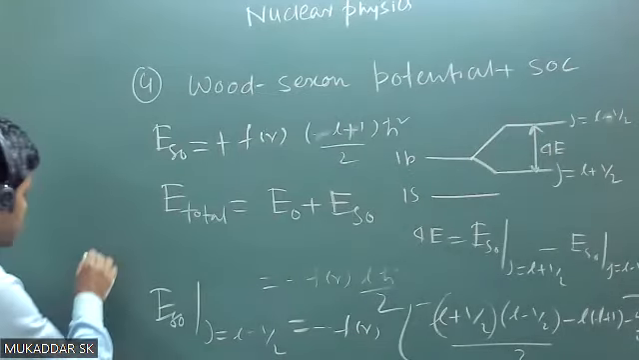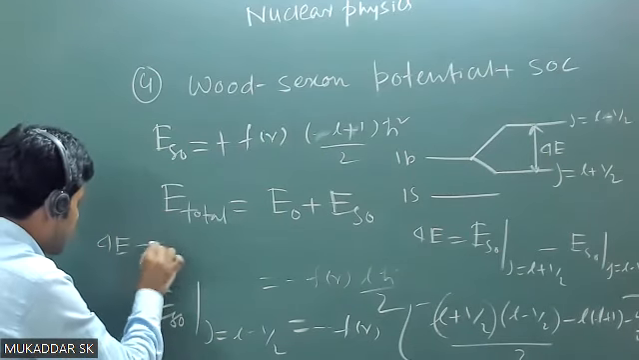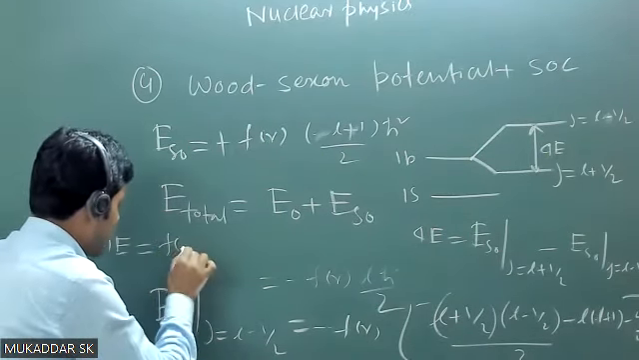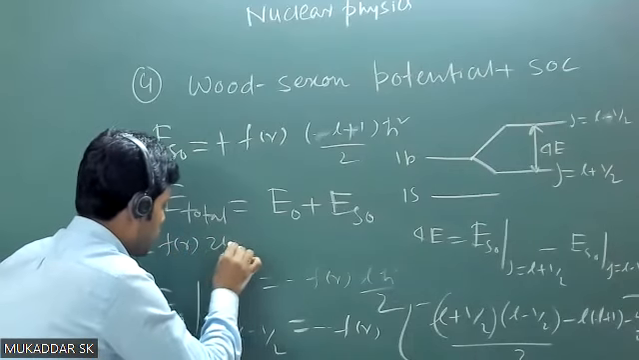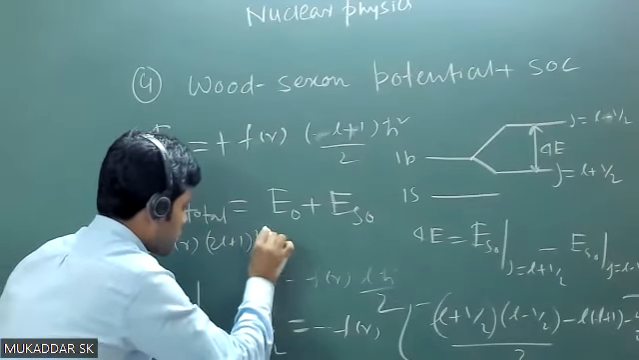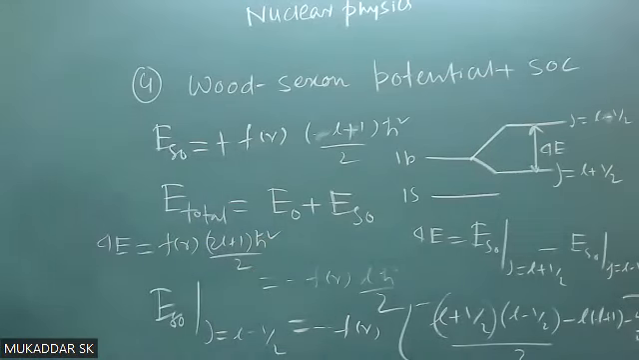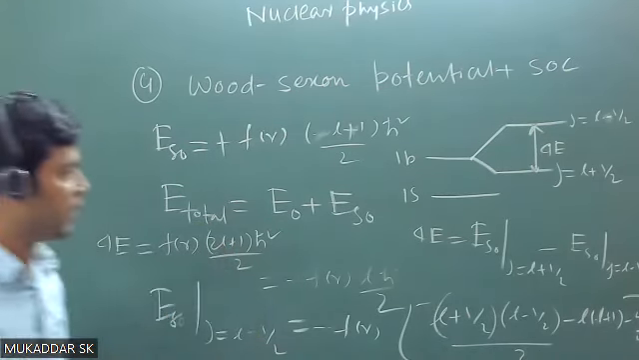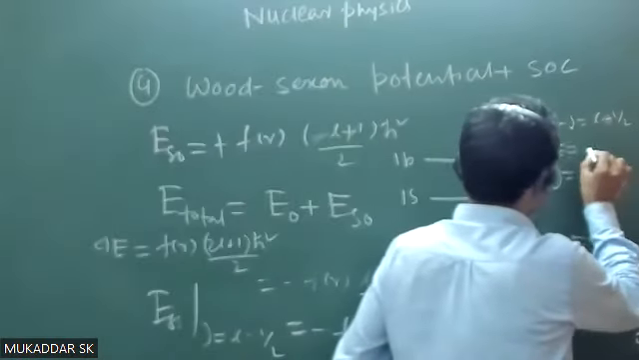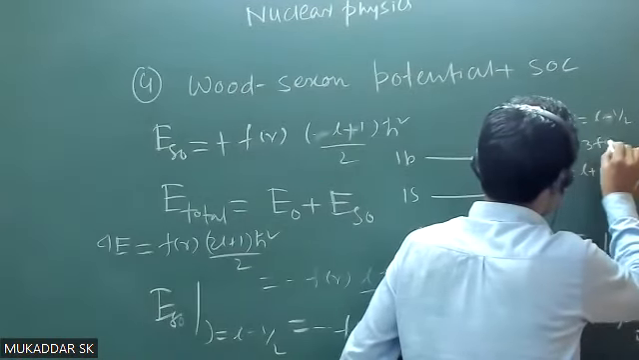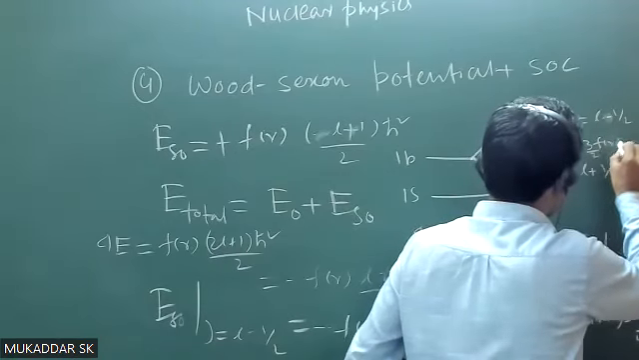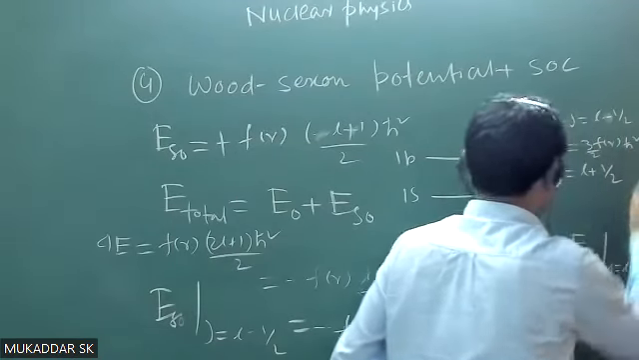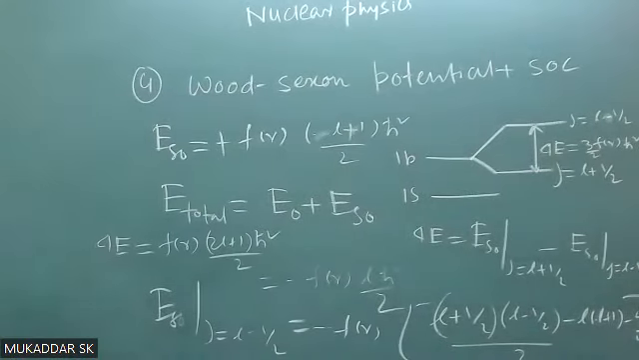If you calculate this separation, you will get delta E equals FR into L plus 1 H cross square by 2. So for P state, L will be 1, how much will it go? For P state, it will be 3 FR H cross square by 2. Right?